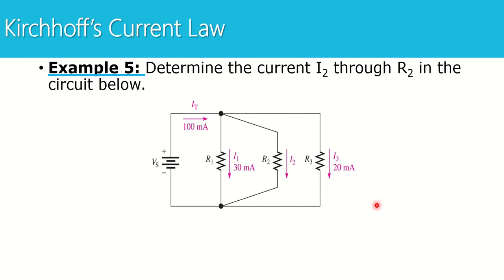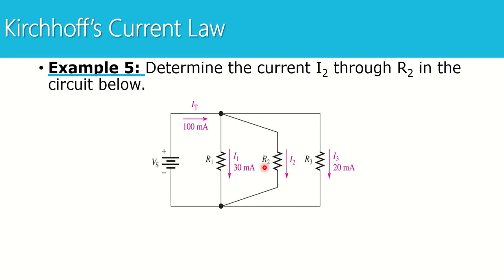So here's an example using KCL. We want to determine the current I2 through R2 in the circuit below. We don't know the source voltage, but we know we get 100 milliamps of current that goes in this node. Some goes through R1, some goes through R2, some goes through R3. We know how much goes through R1, we know how much goes through R3, we don't know how much goes through R2, and that's the problem, to figure out how much goes through R2.